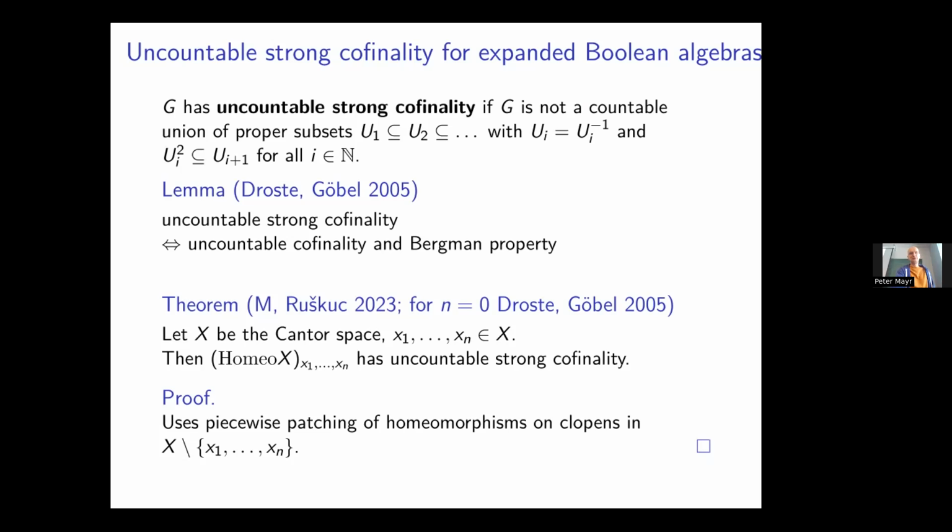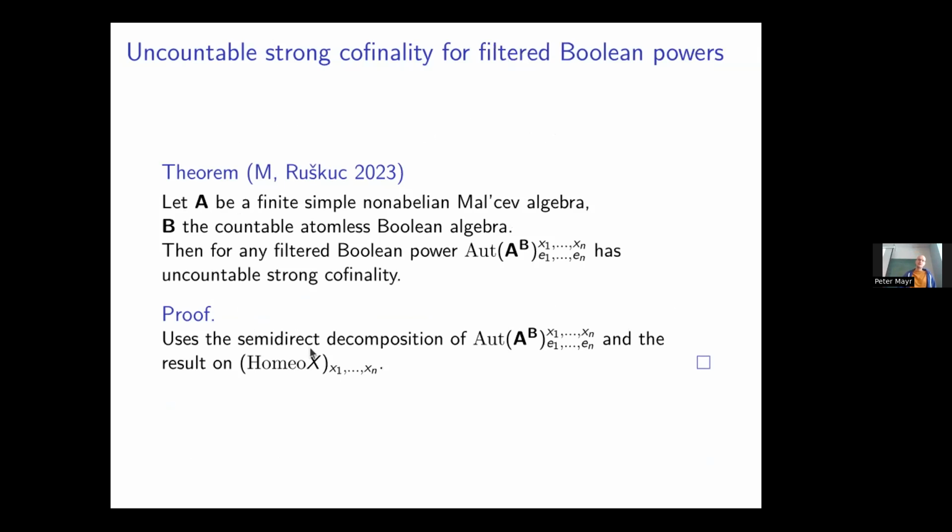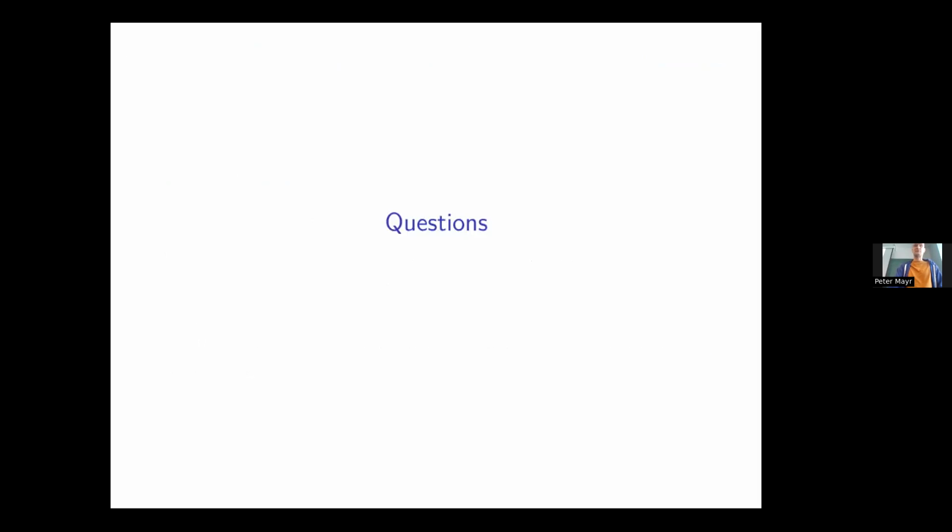And if you have this result for the stabilizer, then it's less than superhuman effort to extend it to the automorphism group of the filtered Boolean power, to show that you have what's called uncountable strong cofinality, which is actually equivalent to uncountable cofinality and the Bergman property at the same time. So that's it on results. I think I may have 1 minute still in the talk.